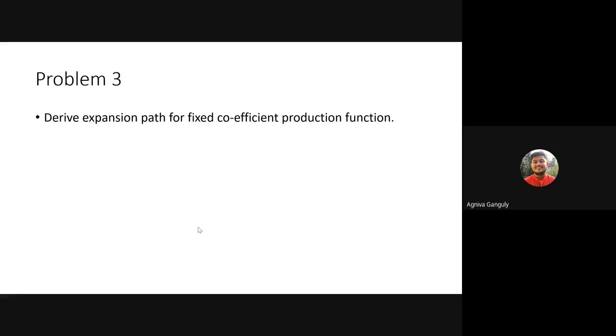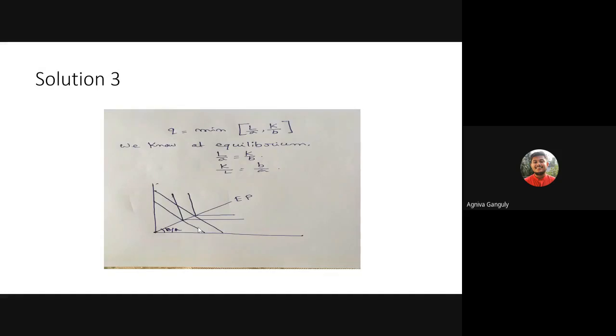Ma'am, for a Leontief production function, it will be a straight line passing through the origin, the locus of all the cost minimizing points. So all of the L-shaped cost minimizing points taken together, I'm not talking about Leontief, I'm talking about fixed coefficients. Yes, ma'am. Like the L-shaped one. For that, it will be a straight line passing through the origin, with all the cost minimizing points taken as a locus.